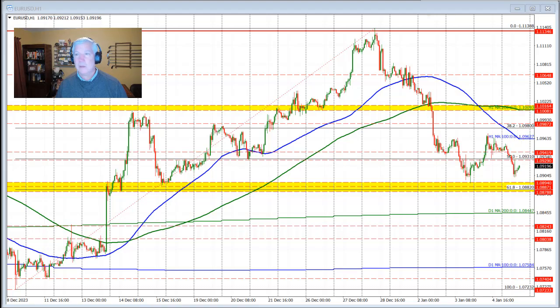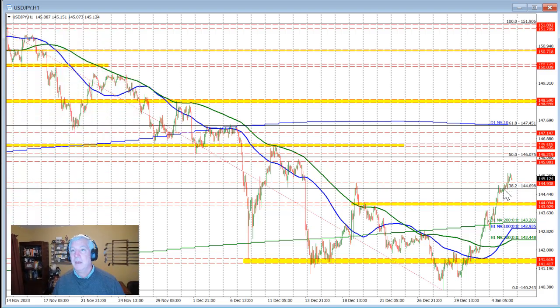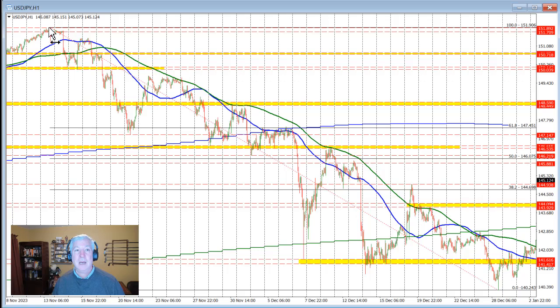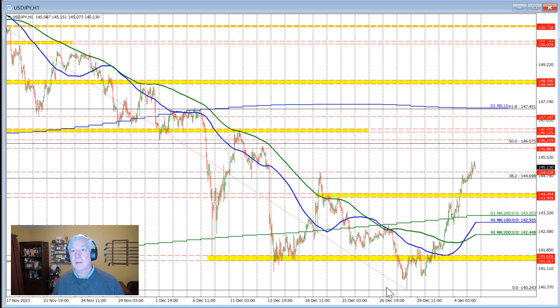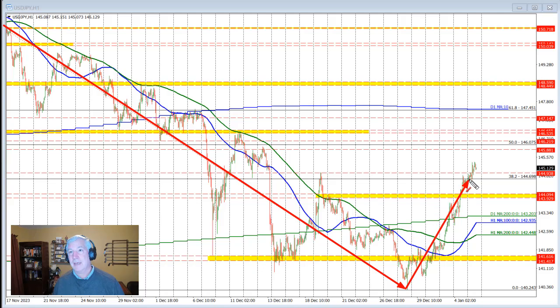Let's take a look at the dollar versus yen, and we'll look at the hourly chart. This currency pair moved above the 38.2% retracement of the move down from this high going back to November to the low price that we saw here. That's what we want to see in a trend-like move. This is a trend move to the downside, and we want to see a corrective move that gets and stays above the 38.2% retracement.